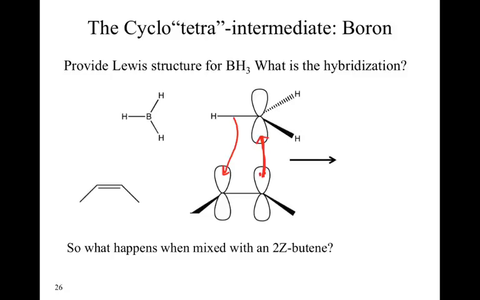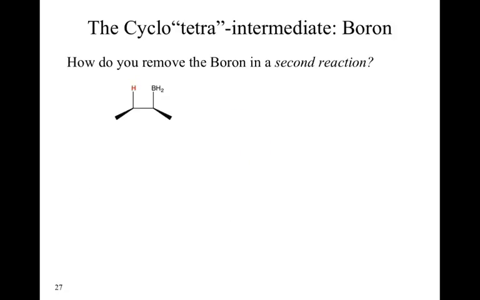So if we evaluate the results on this, we have broken the pi bond, so I won't show that well. Here we can show the dotted line where that pi bond was. We have formed a new carbon-boron bond. We have broken the boron-hydrogen bond, and we have formed a hydrogen-carbon bond. Okay? So if we predict our product, well, there it is. The net result is we've added that BH2 and the hydrogen across the double bond.